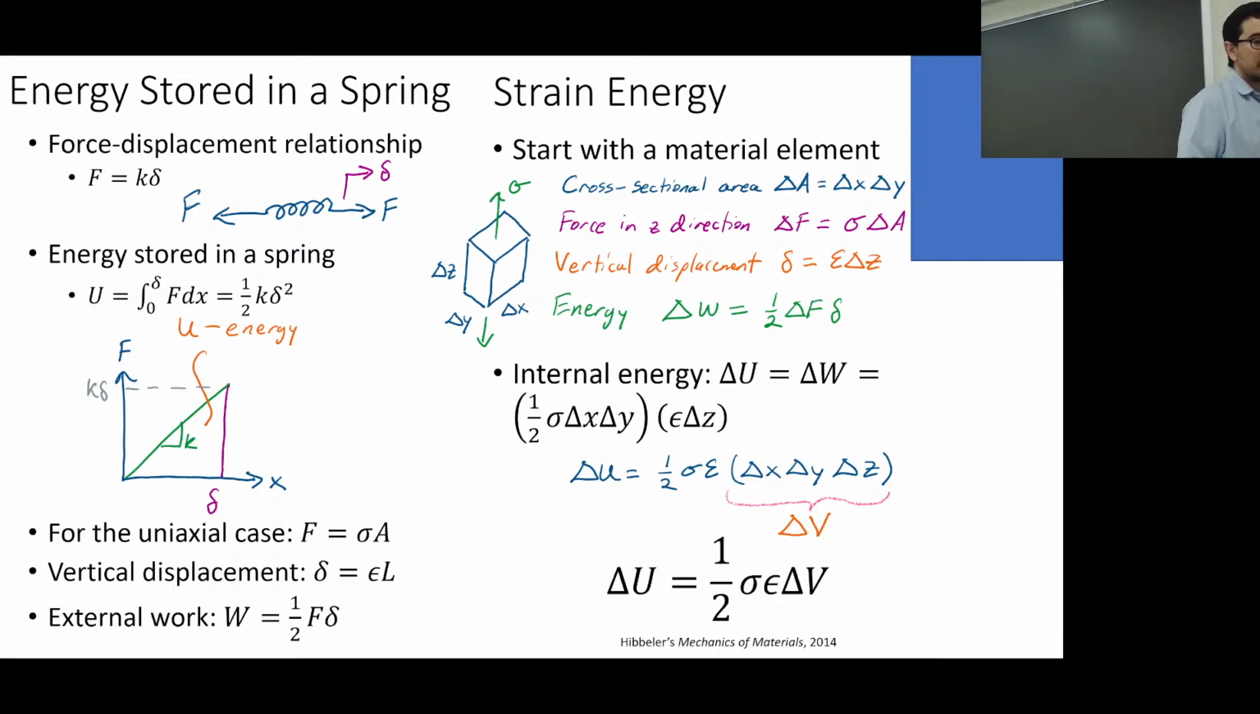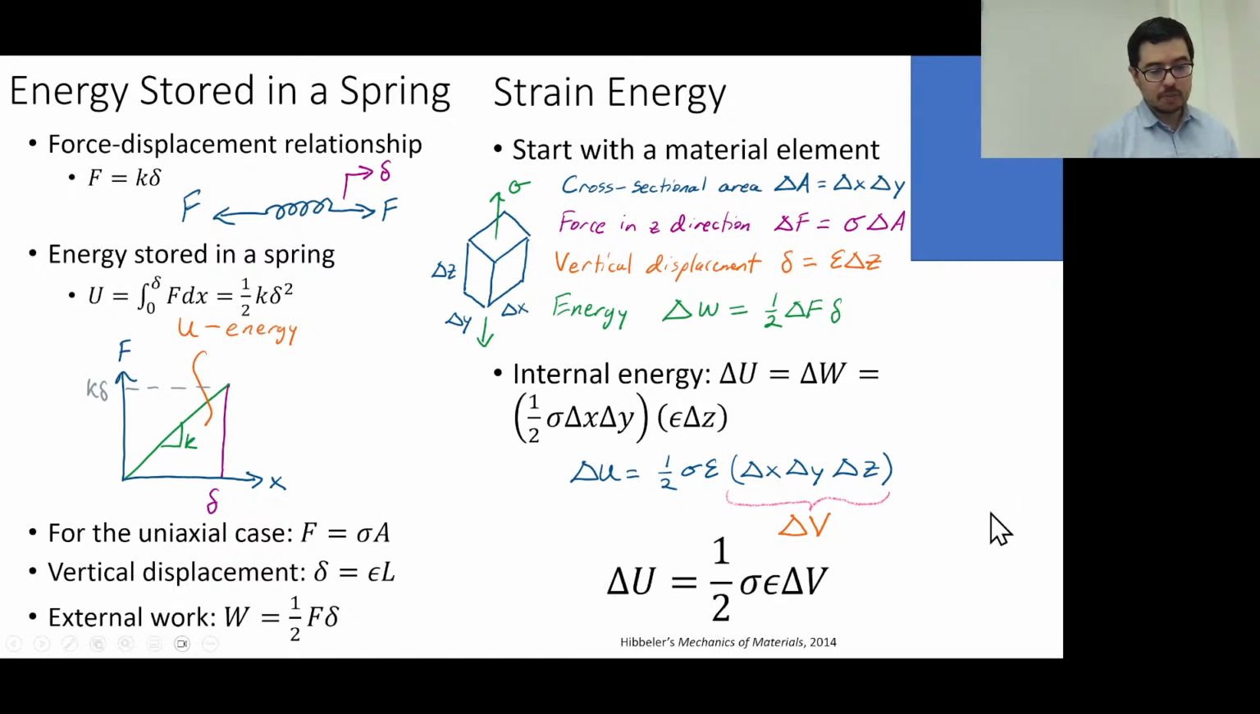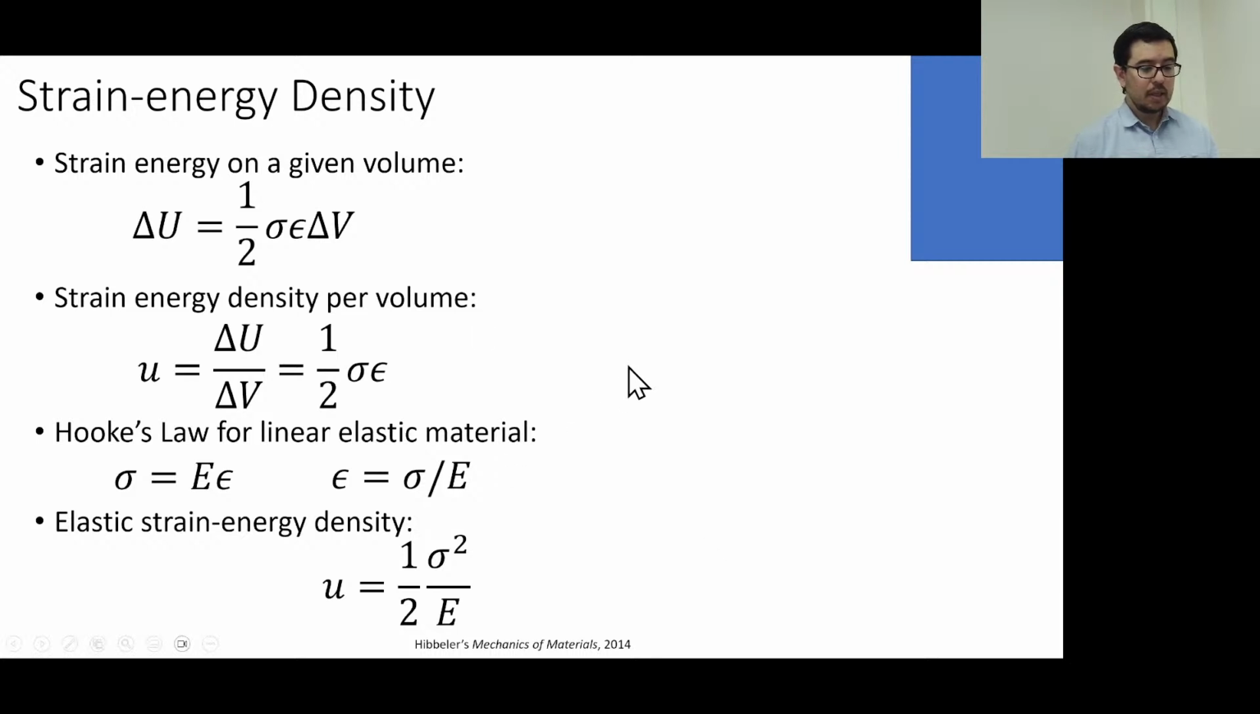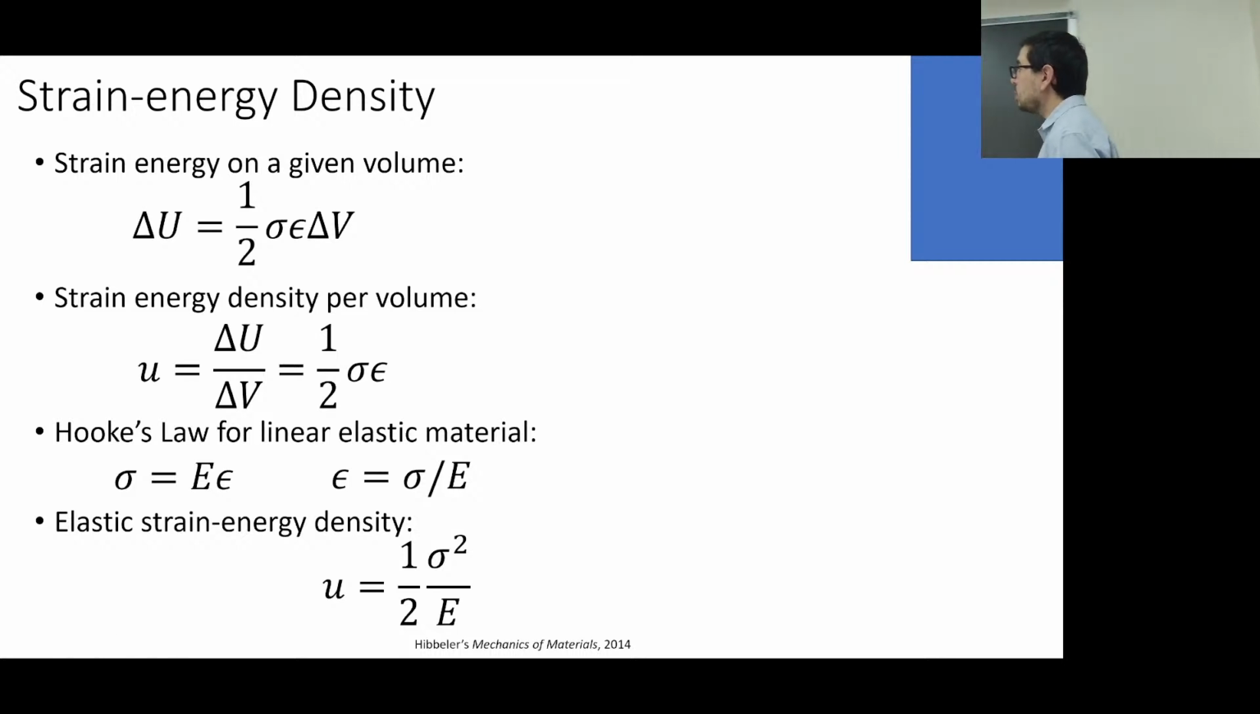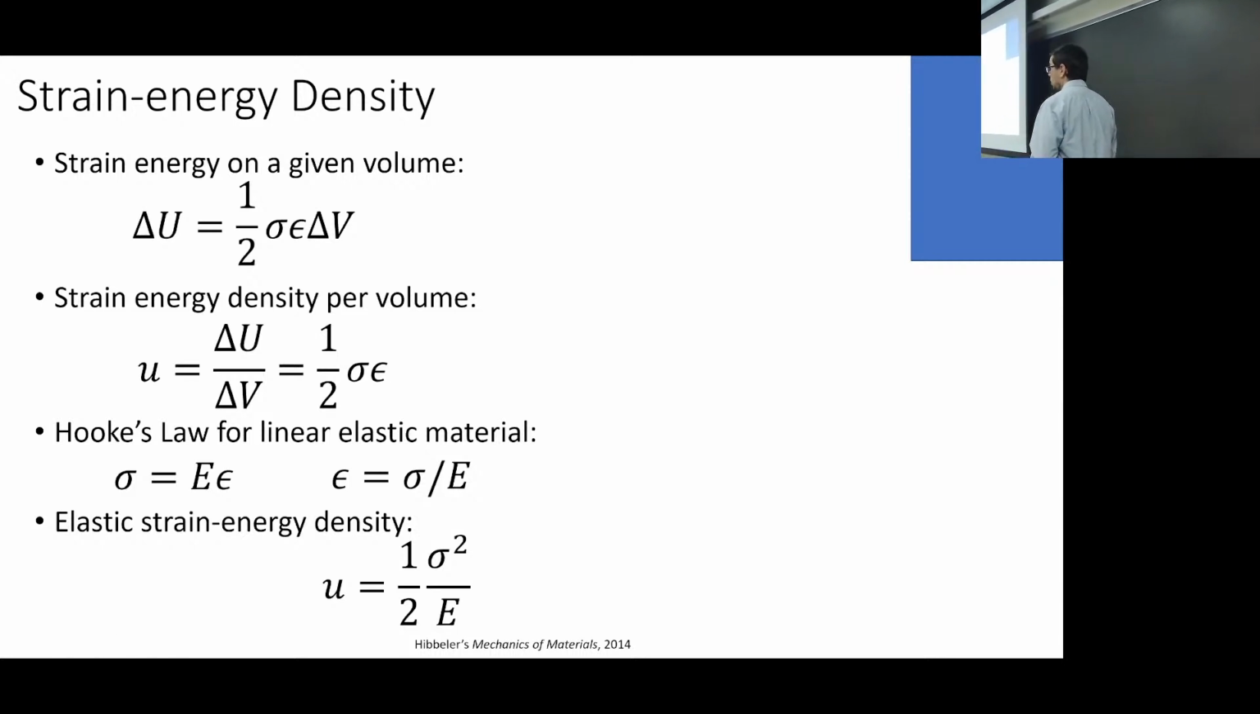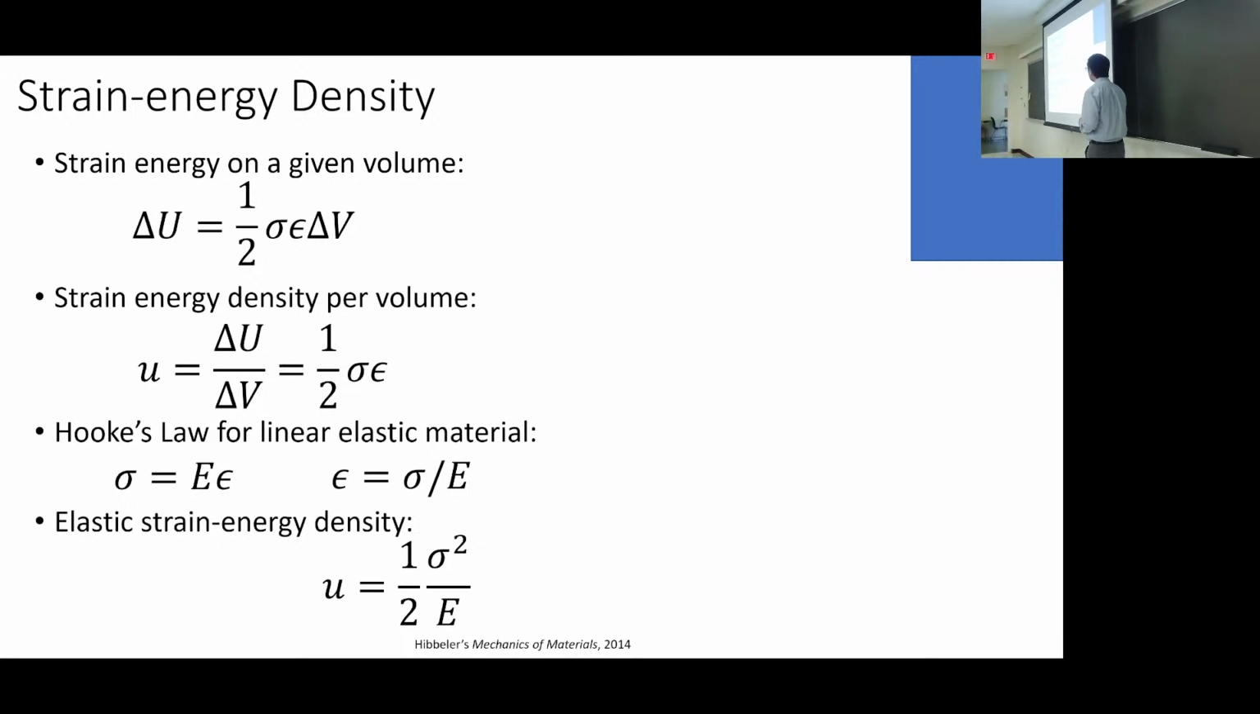But how do we typically think of this? We think of it as not having a volume, or as being for a material. So we're going to do some division. We say this is the strain energy on a given volume, and we divide both sides by the volume. So we have delta U over delta V now, and we actually call it a strain energy density. Often I'll just say strain energy, but it's really a strain energy density. I'm a little cavalier here.